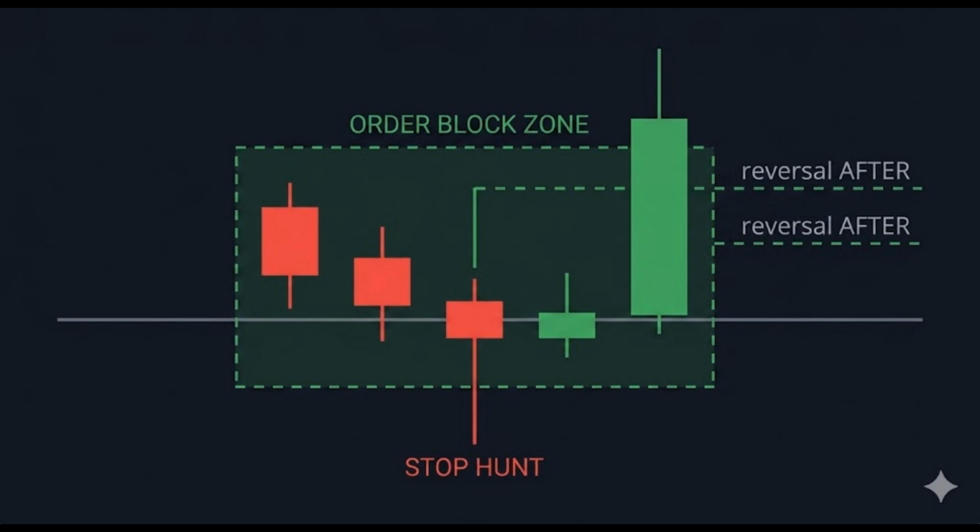You found the order block. Price returned to it perfectly. You entered, and then it just melted through. No bounce, no reaction. You got stopped out, and then it reversed. Sound familiar? The problem wasn't the zone. The zone was right. The problem was you entered without waiting for the one thing that tells you institutions are actually defending that level. Today, I'm going to show you exactly what that confirmation looks like.